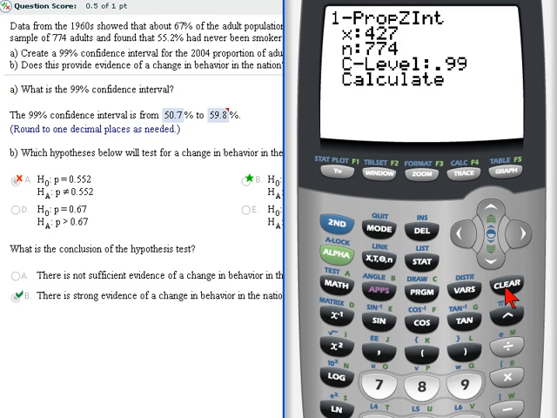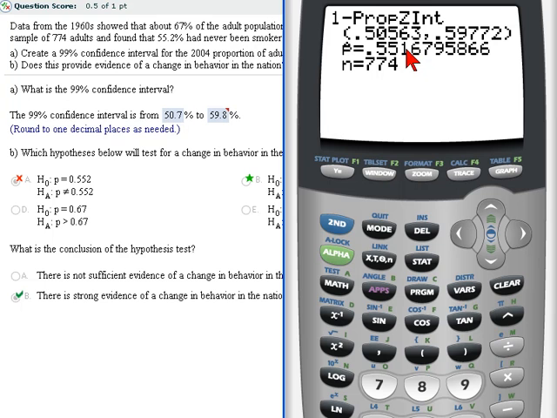So I did it on my calculator. I'm going to do 0.552 times 774, and I'm going to go ahead and think of that as 427. I'm just going to round down. So if I do 427, because x has to be an integer, out of 774, my confidence level is 99%, and then I go calculate, I get 50.563 to 59.8, which is what they got.